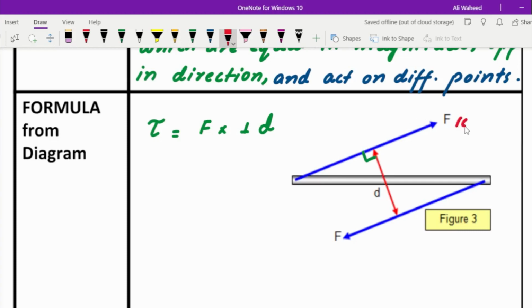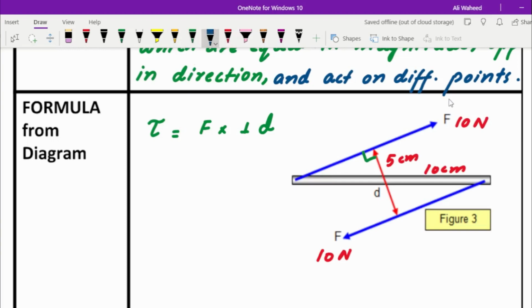Let's say this force is 10 Newton and this force is 8 Newton. The thing is, if these two forces are unequal, even if they are in opposite direction, even if they are acting at different points, if they are unequal, they won't be forming the couple. So these two forces have to be same. So let's say the second force is also 10 Newton. The length of the rod is 10 centimeters. And the perpendicular distance between the forces is, let's say, 5 centimeters.